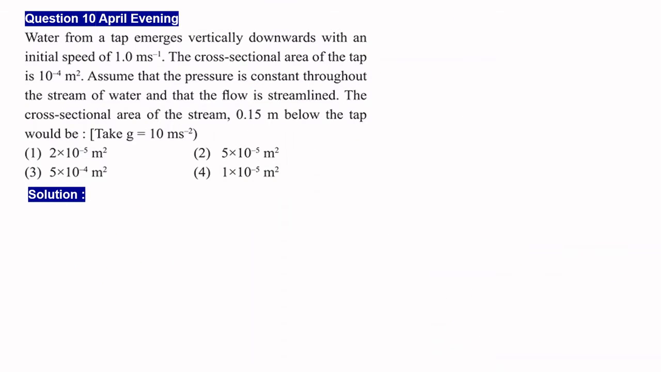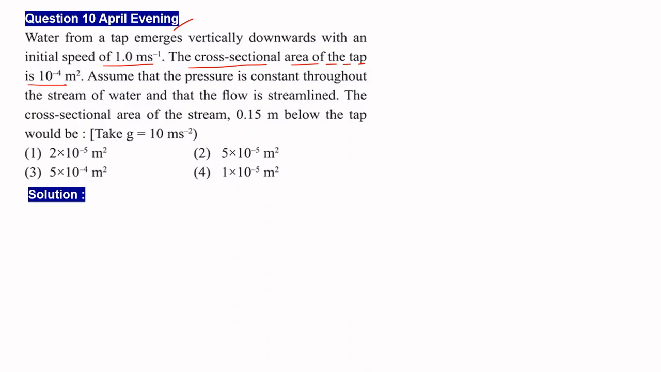Next question. Next question is from 10th April evening. In this question it is written: water from a tap emerges vertically downward with an initial velocity of 1.0 meter per second. The cross section area of the tap is 10 to the power of minus 4 meter square.